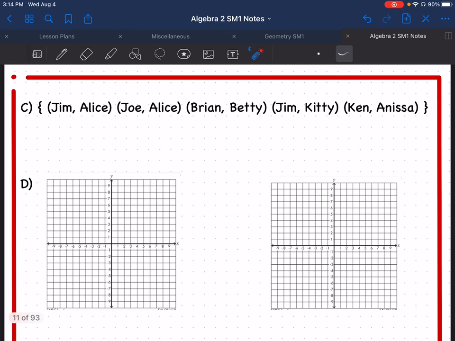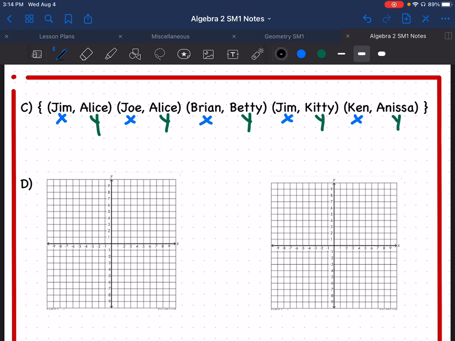All right, let's take a look at a set of ordered pairs like this. Remember, you're just looking at your x's, and that's your domain. And then your y's, your range, would be the second ones.